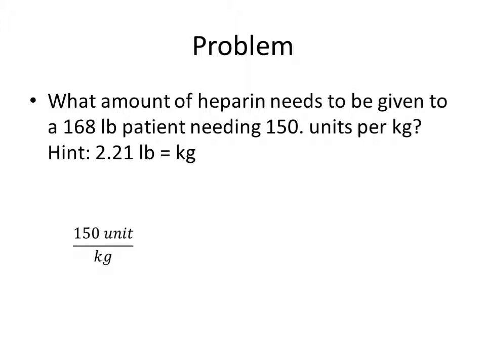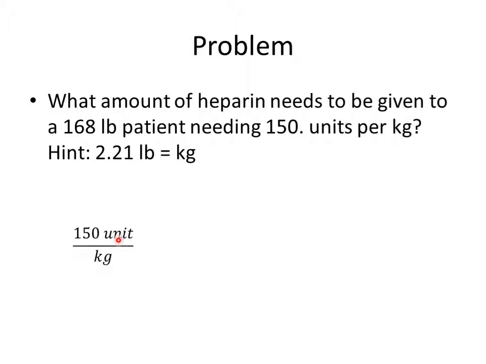So here's the problem. What is the amount of heparin that needs to be given to a 168-pound patient needing 150 units per kilogram? What do you always do? Start with the dosage. So think, what am I giving the patient? Well, I'm giving him 150 units per kilogram. So I write that down mathematically. Here it is mathematically. Remember, per means divided by, and there's the divided by. So now I need to get to the amount of heparin, so it's going to have to be in units.